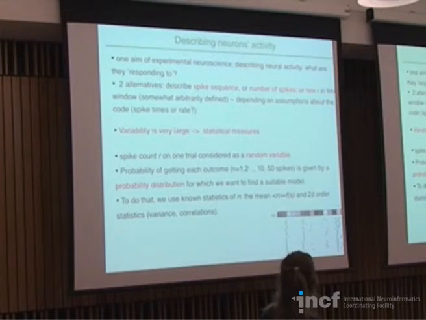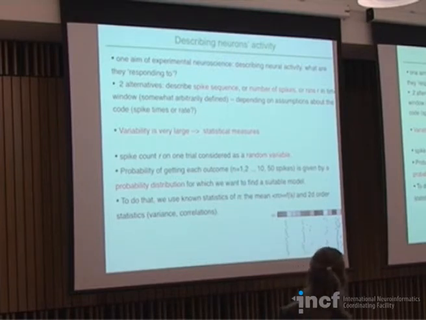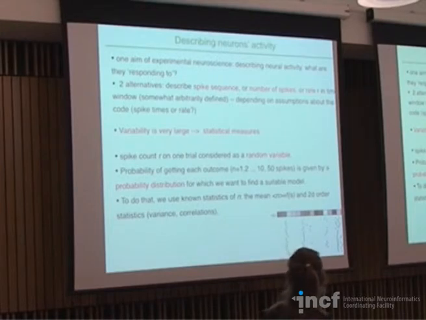So the reason why we use statistical measures is because of variability. As you know, there's a lot of variability in the brain. If you show the same stimulus over and over again, you don't get the same sequences of spikes, you don't get the same number of spikes, and that's why we want to describe things in statistical terms. So we are going to describe a spike count in terms of a random variable, and we want to describe the activity using a probability distribution, for which we want to find a model that fits the data. Is that clear?